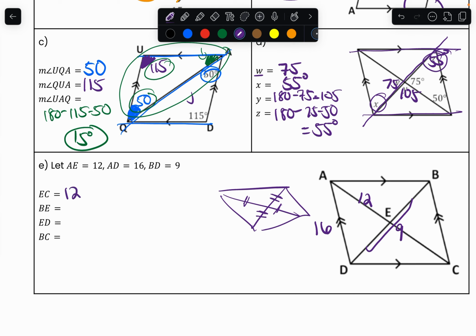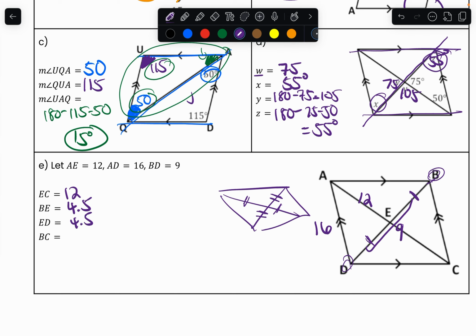Okay, now let's look at the next one. It says, what's the length of BE? Now I know BD all the way from here to here was 9. I also know that DE and BE have the same length. So to figure out the length of BE, I'll just divide 9 by 2. That will give me what this is. So this will be 4.5, and 4.5 for ED.